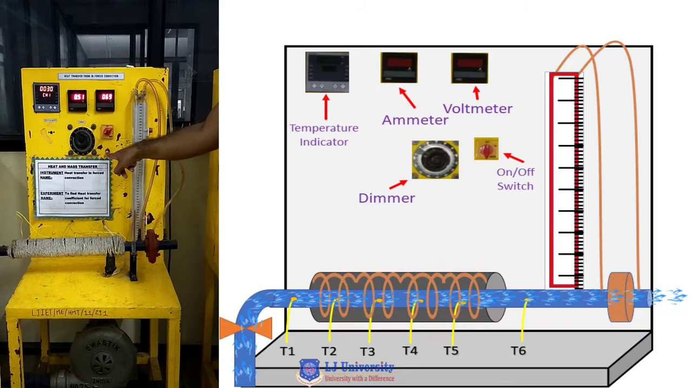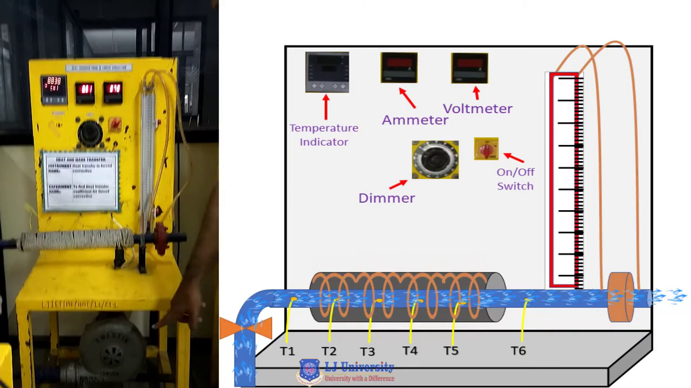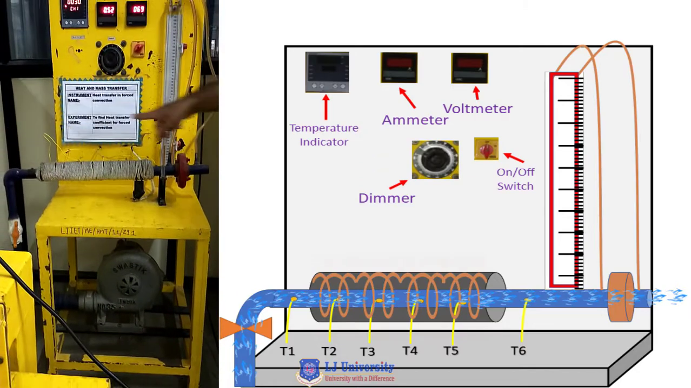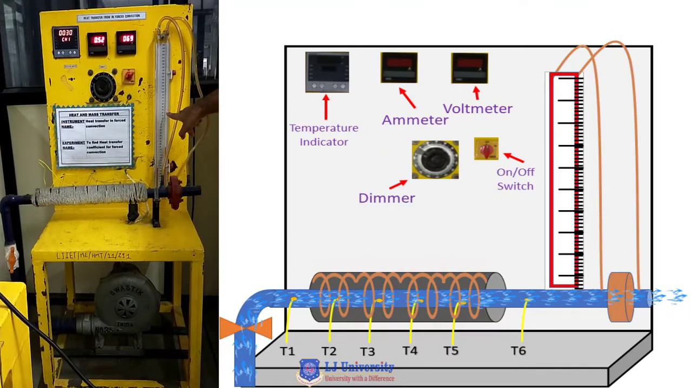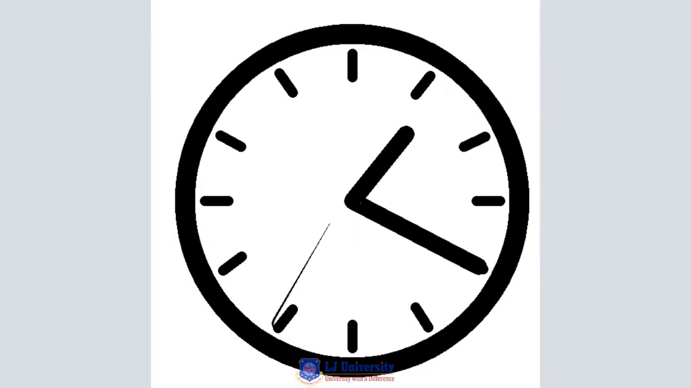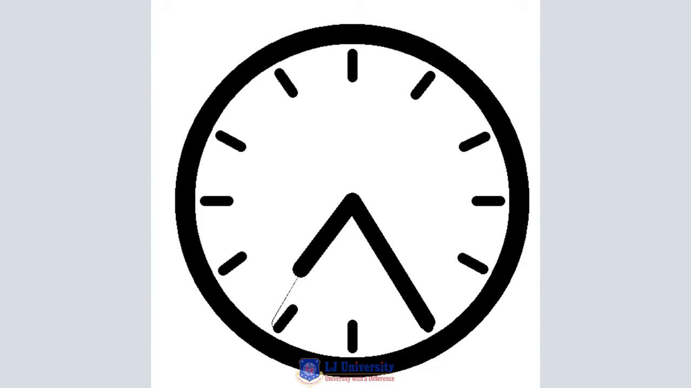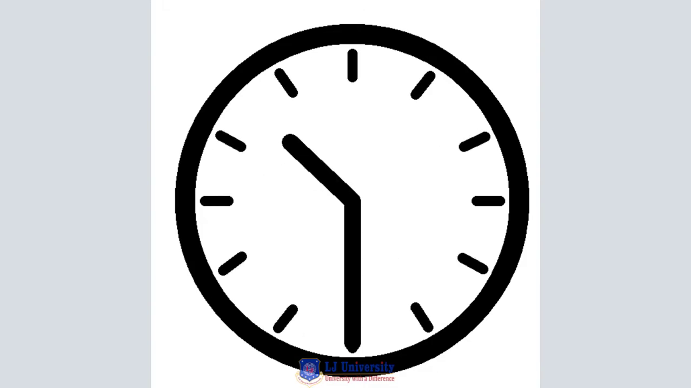This is a switch for the blower. By using this switch you can start the blower for the forced convection. There is a flow of air. Now we have to wait for the setup to reach its steady state so that the temperatures are not going to change with respect to time.